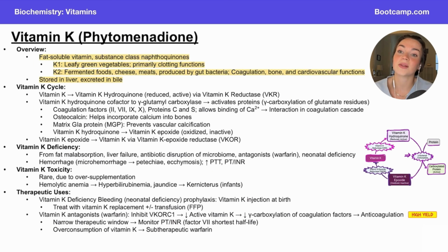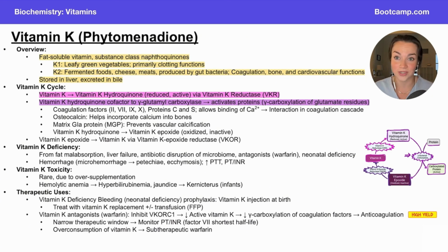So let's take it back to the outline, review the vitamin K cycle. The first step was vitamin K turning into vitamin K hydroquinone, which was the reduced active form of vitamin K, and the enzyme that mediated that step was vitamin K reductase. Once we had our vitamin K hydroquinone, that was a cofactor to that important enzyme gamma-glutamyl carboxylase, which goes on and activates proteins, specifically doing so via gamma carboxylation of glutamate residues on those proteins. So that carboxylation is that activation of our proteins of interest.